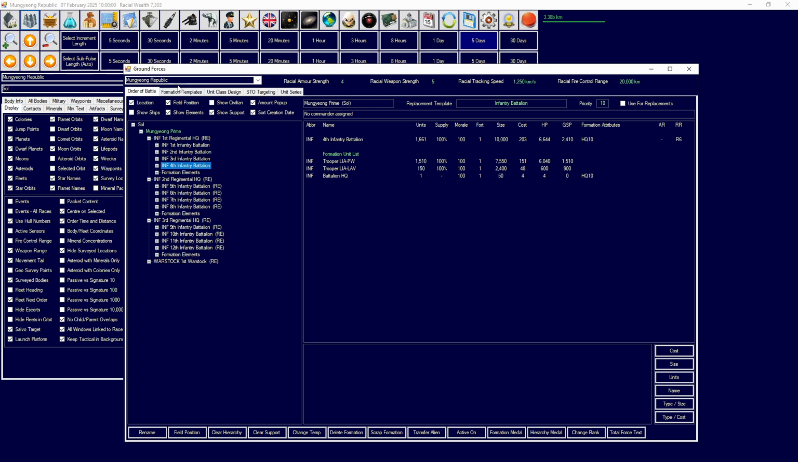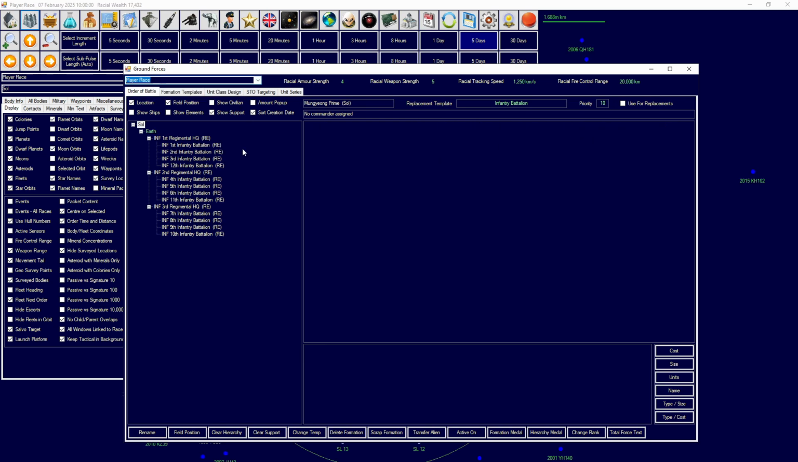Over here, I have the enemy we'll be facing. In this case, I have the Mungyong Republic, okay? And we have 3 regiments, and those regiments contain within themselves 4 infantry battalions. These battalions are in different situations, but in this case, we have 4 infantry battalions on frontline defense, and they will be our guinea pigs to be attacked.